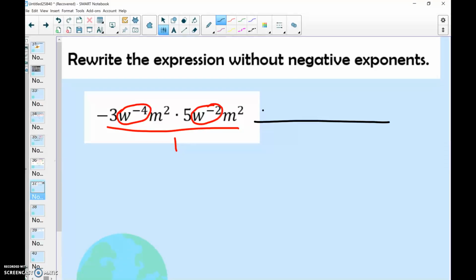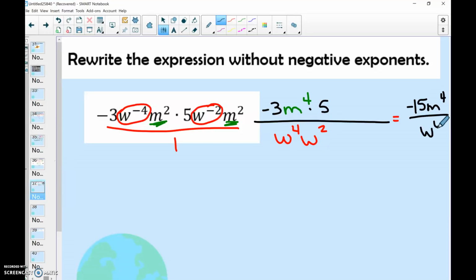Rewrite the fraction bar and rewrite everything as is. And actually I can put these guys together. M squared and M squared is actually M to the 4th. And then these two negative exponents are going to go to the bottom of the fraction. W to the 4th, W squared. Oops, and I forgot about this 5 here. Can't forget that. If I simplify things, negative 3 times 5 is negative 15, still M to the 4th. If I combine these now positive exponents in the bottom, I get W to the 6th.